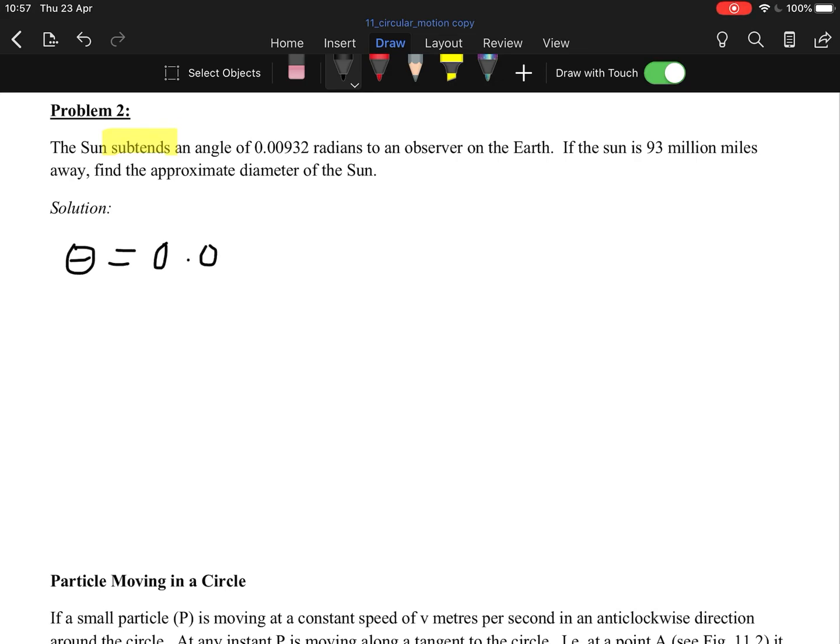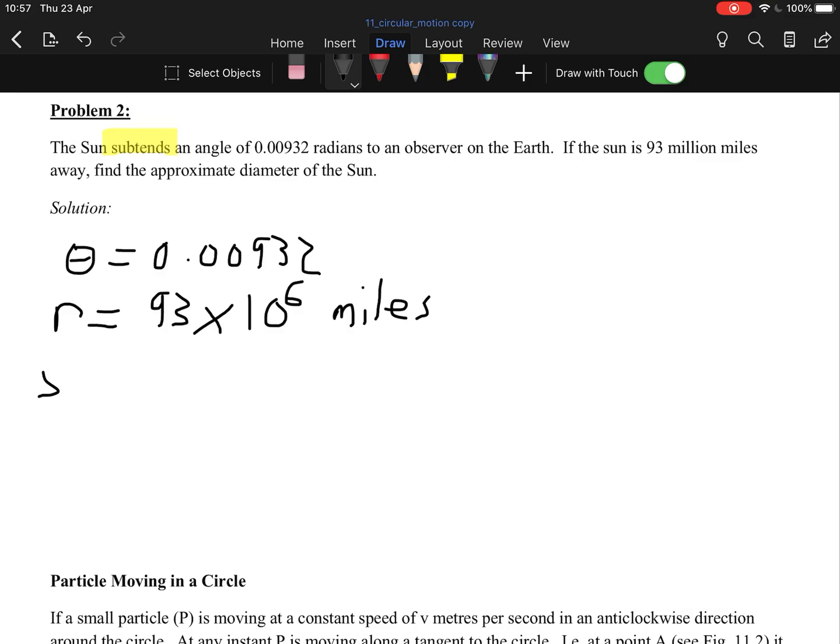So what do we always do with physics? Write everything down the left hand side. So we have an angle 0.00932. We have a radius which is 93 million miles. Now obviously we're not going to convert that to meters. We're just going to leave it as miles, but we have to convert it from 93 million. So how do we write 93 million? That's 93, and there are 1, 2, 3, 4, 5, 6 zeros. So 93 by 10 to the 6 miles. We leave it in miles, it's okay. And s is going to be s.